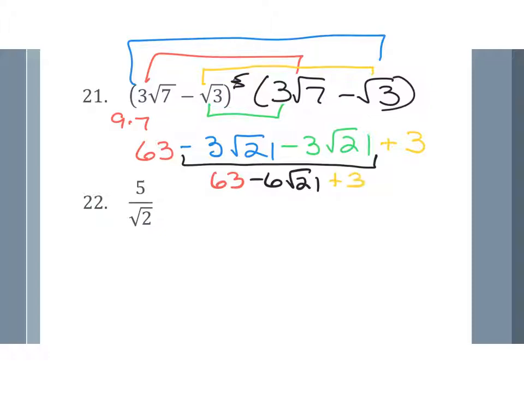I can add the beginning, the two constants. So I'm going to add 63 plus 3. So final answer is 66 minus 6 square root 21. I cannot do 66 minus 6 because the 66 does not have the square root of 21.